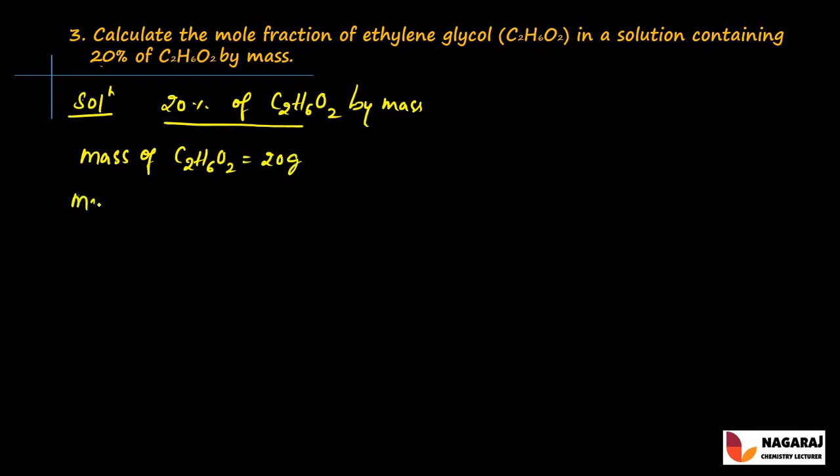Next, the mass of water is equal to 80 grams and the mass of solution is equal to 100 grams. So out of 100 grams, 20 grams of ethylene glycol is dissolved. And next, let us calculate the molar mass of ethylene glycol.